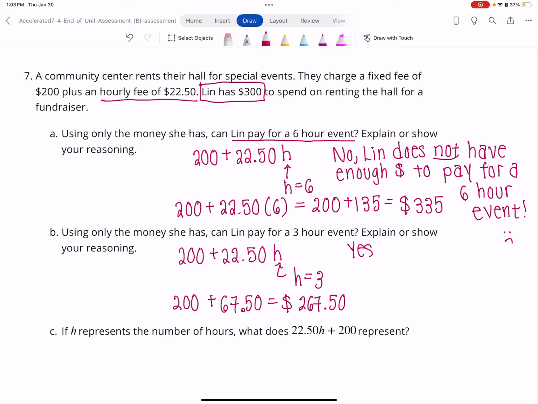Yes, Lynn does have enough money to pay for a 3-hour event.